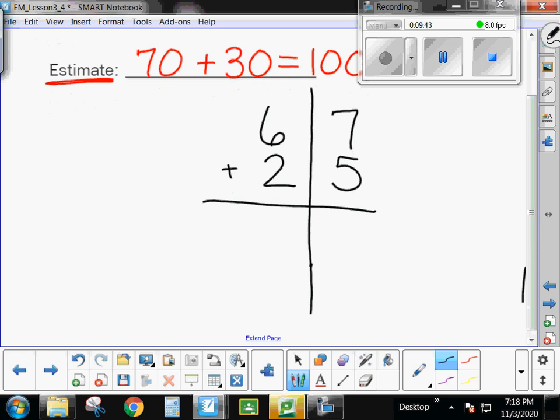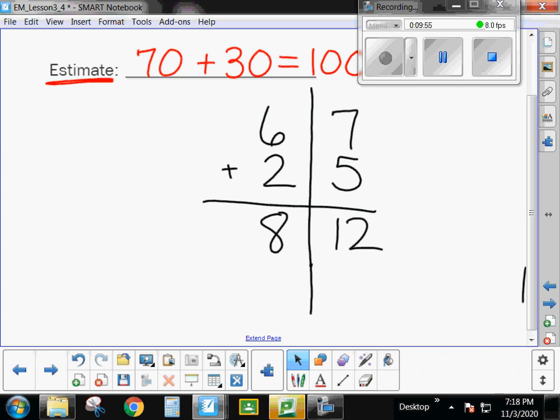Separate those tens and ones. All right, let's go ahead and add each column. So I have 6 plus 2 is 8, and I have 7 plus 5 is 12. All right, now look, I cannot leave a double digit in any of my columns. I'm going to have to do some trading.